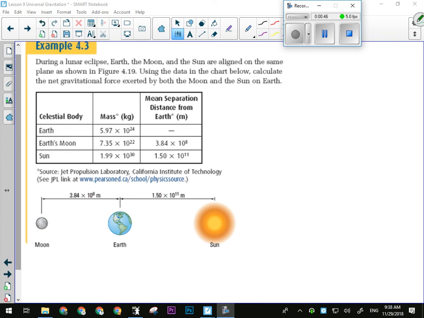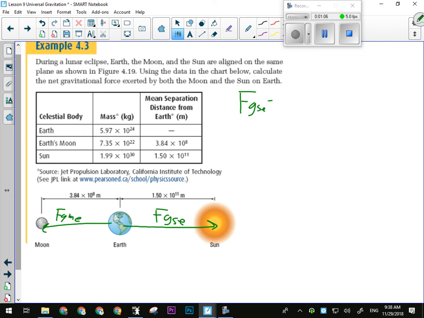All right, so there's two forces acting. There's the force of gravity pulling the Earth towards the sun, and then there's the force of gravity pulling the Earth towards the moon. So we've got force of gravity between the moon and the Earth, force of gravity between the sun and the Earth. I have to calculate both of those forces before I can do anything else.